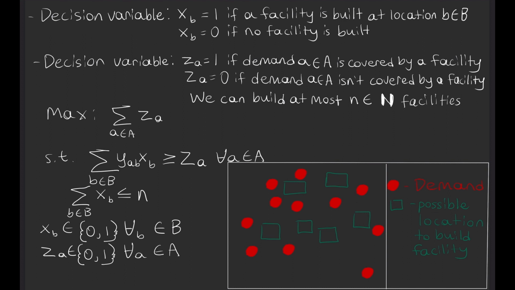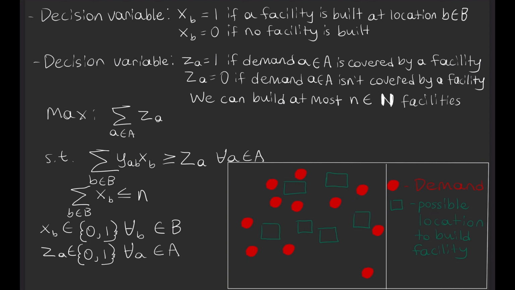Okay, so our objective function is trying to maximize the number of demands met. This summation constraint down here is implying that the total number of facilities built cannot exceed the maximum number of facilities that we are permitted to build. These constraints over here simply mean that XB and ZA are both binary and they're either 0 or 1, because that's what binary means. And then this constraint over here is the main constraint of the formulation.